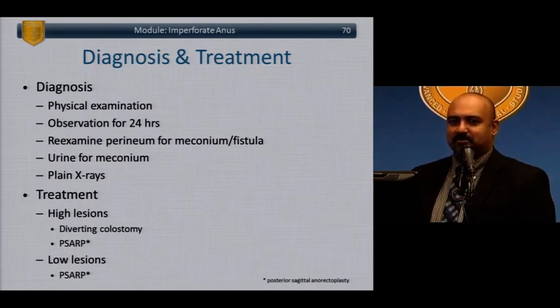If they've never stooled and they definitely have an imperforate anus, you can check the urine for meconium. That'll give you an idea if it's a high fistula or not. Plain x-rays will show an obstruction.